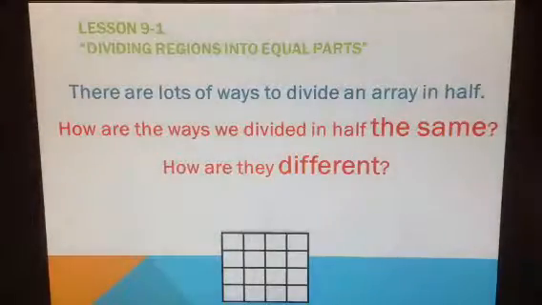There are lots of ways to divide an array in half. How are the ways we divided in half the same? How are they different? They're all the same because they all have 8 on each half. They're different because they're different shapes. We even got creative with strange looking lines that went up and down. One student divided one of these little boxes at a diagonal. So very creative ways to divide them in half, but they all have 8 on both sides for a total of 16.